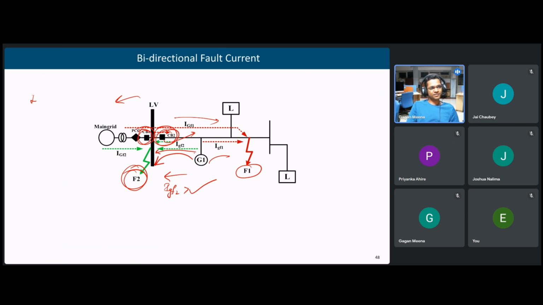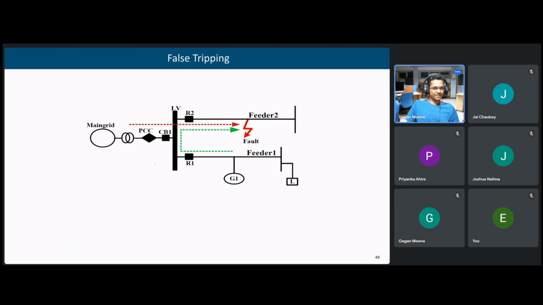That is so because right now we are using only this overcurrent relay, and they have this problem because they don't have direction sense. Direction element is not there. That is why we want a direction element to take care of these bidirectional fault currents.